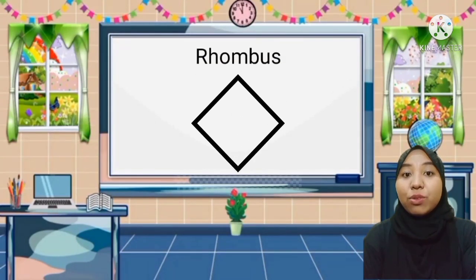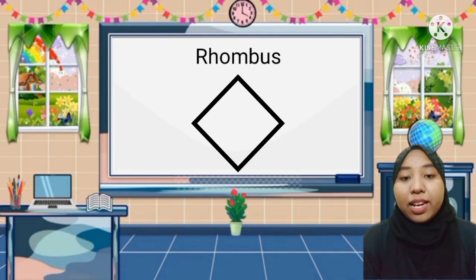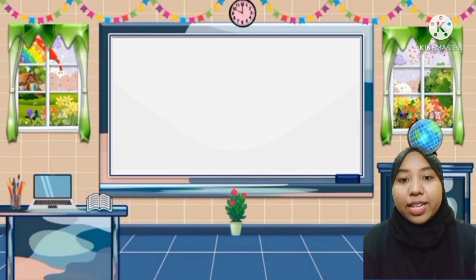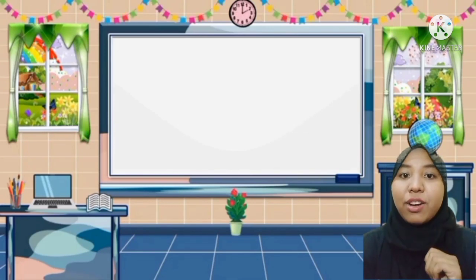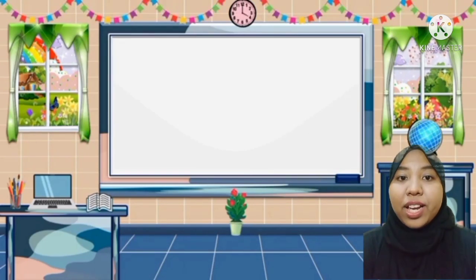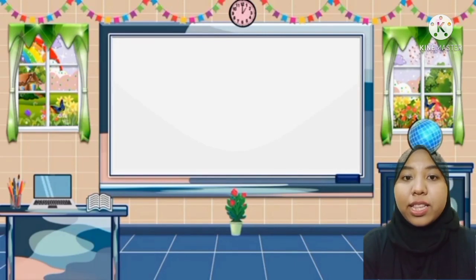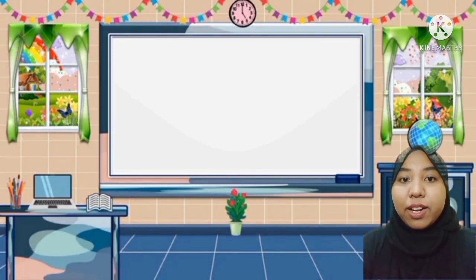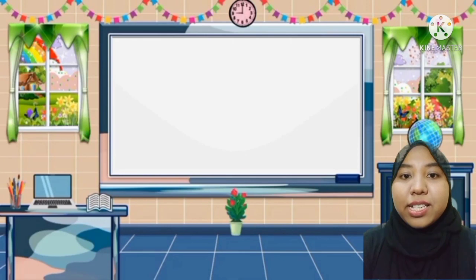Rhombus. A rhombus is a 2-dimensional flat shape formed by 4 equal sides and has 2 pairs of non-right angles, each of which is equal to the angle opposite it. Characteristics of a rhombus. First, has 4 sides of the same length. 2. Has 2 non-right angles, each of which is equal to the angle opposite it. 3. Has 2 diagonals that are not the same length. 4. Has 2 folding symmetries and 2 rotating symmetries.